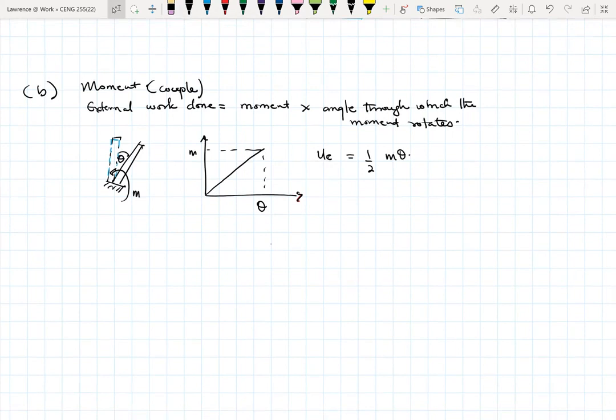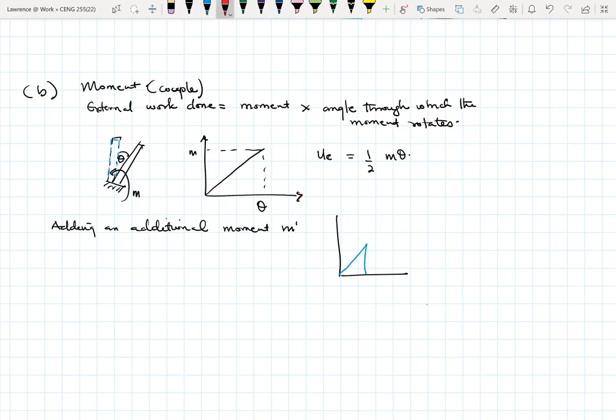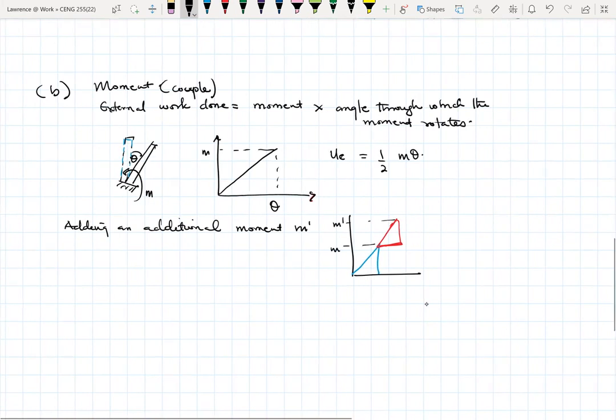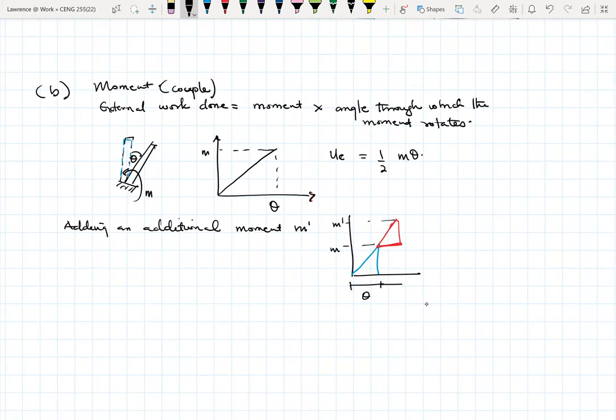In the same vein, after we have applied the moment M, we apply an additional moment, let's say M prime. Then our plots will change slightly. This is where you have your M prime, and this is where you have your M. The rotation here will be theta, and then for the second part it will be theta prime.